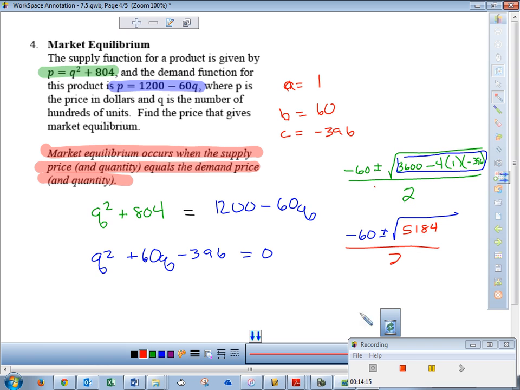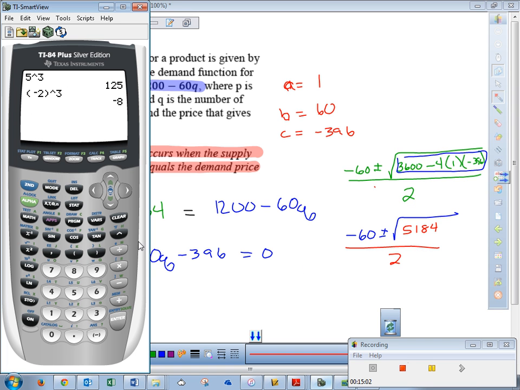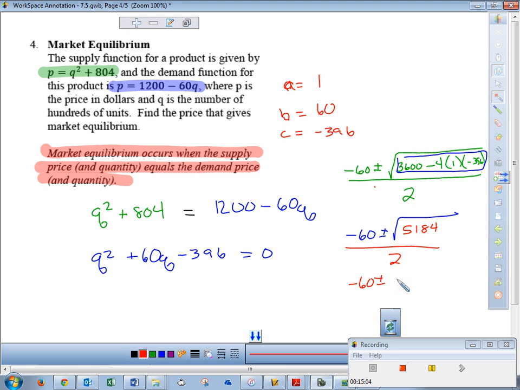First thing I'd check to see is if that discriminant is a perfect square. I would take the square root of 5184 and see if it comes out nice. Is 5184 actually a perfect square? So you got negative 60 plus or minus, it was 72, is that right? All over 2 still.